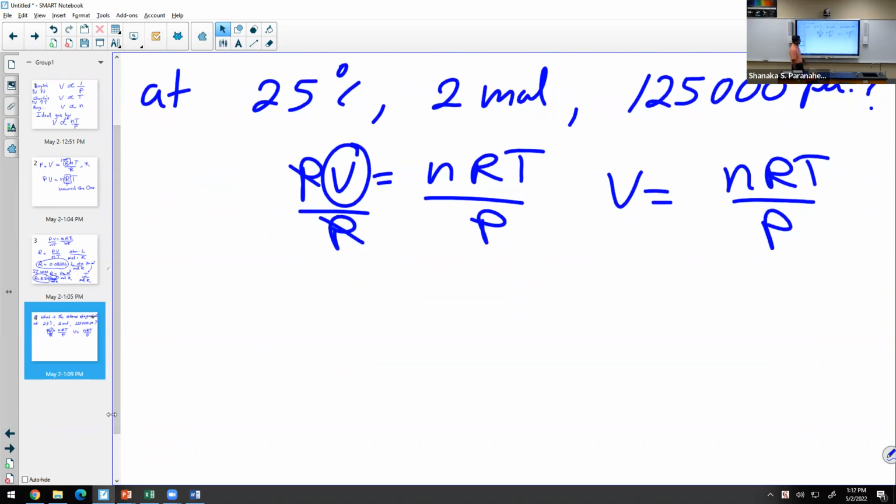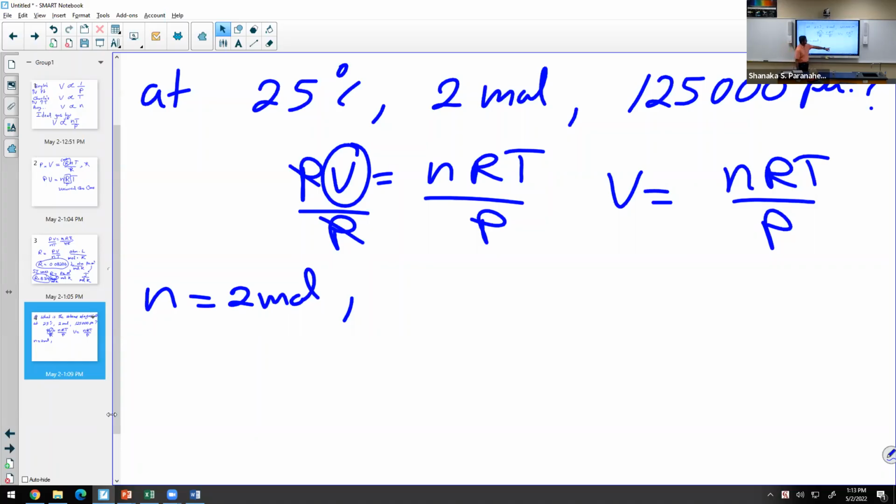Okay, so we can solve for volume. Volume is equal to nRT divided by P. Number of moles, 2 moles. R, what is the proper R value? What is the R value? 0.8.